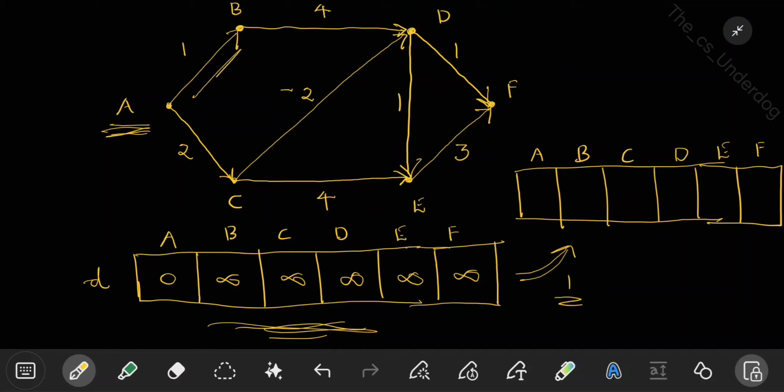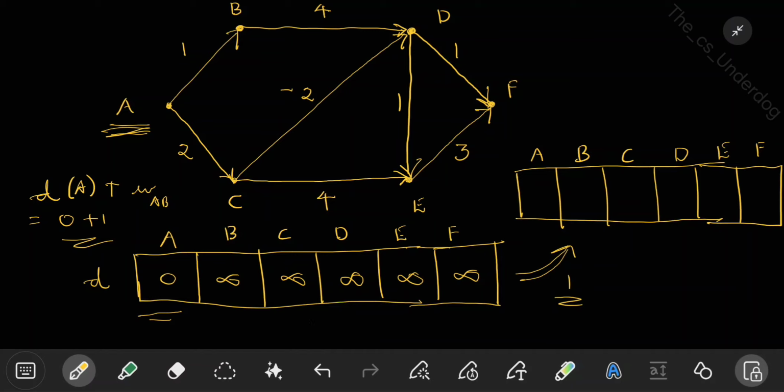Let me pick edge AB first. If I relax AB, what happens? Previously, distance to A is 0. So, distance to A plus weight of edge AB, that will be 0 plus 1. Is this lesser than the existing distance to B? Yes, it is lesser than the existing distance to B.